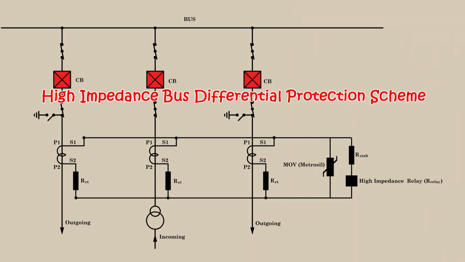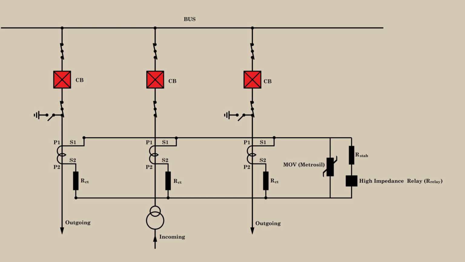In a substation, each feeder, including lines and transformers, is separately protected by its own protection scheme. So if a fault occurs in any of the feeders, the associated relay of that feeder will trip the circuit breaker of that feeder only and isolate the faulty feeder from the system.